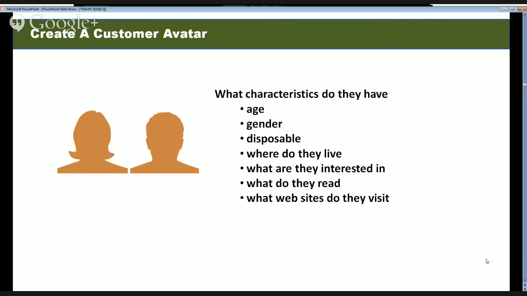Okay, where do they live? Maybe they live in the United States. Maybe they live in Canada. Maybe they live just in your state. Maybe you want to focus on people that are just in your city so that you can have one-on-one relationships with them in person.